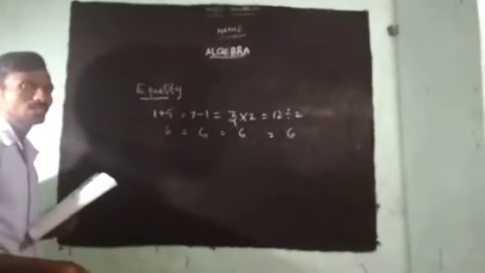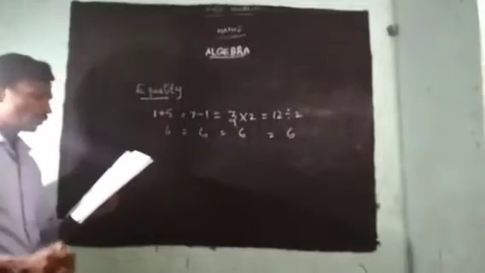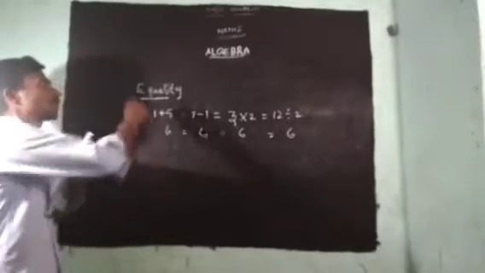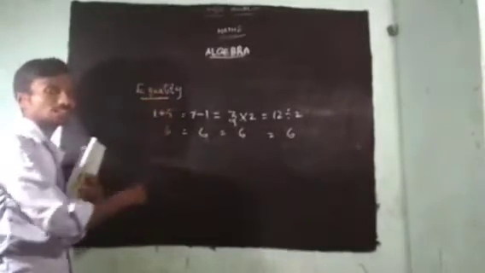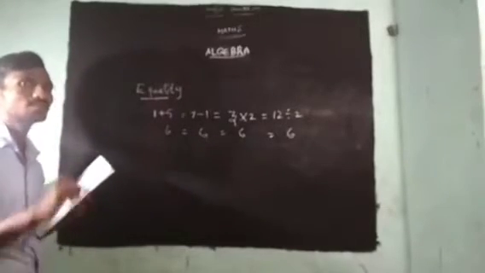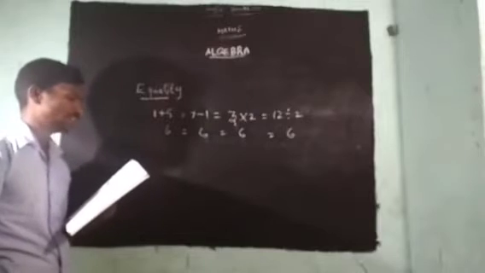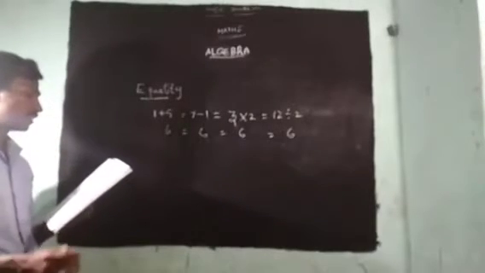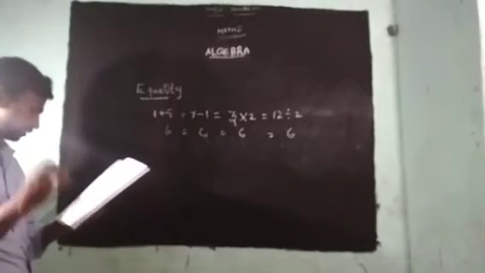What is equality? By using different types of calculation, if we get the same number as the answer, it is called an equality. Now, first just look at the equation.